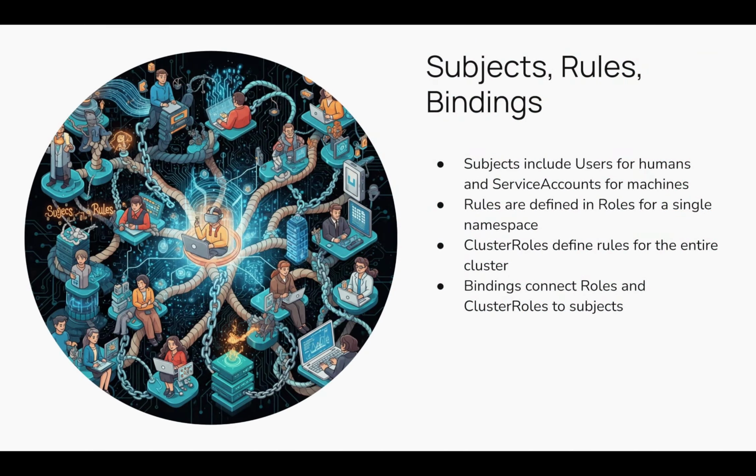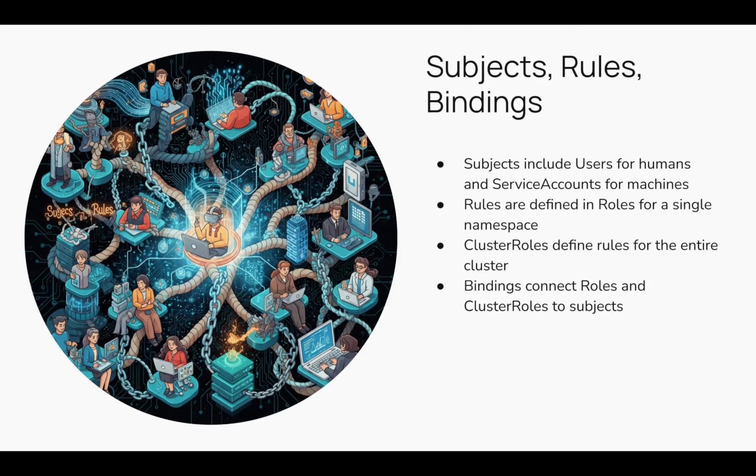A role defines a set of permissions, a list of verbs and resources. A role is always namespace scoped. For example, a role could say permission to list pods and services in the dev namespace. A role binding then takes the role and binds it to the subject, a user or service account. This is what actually grants permission. It says give the pod reader role to the build bot service account within the dev namespace.